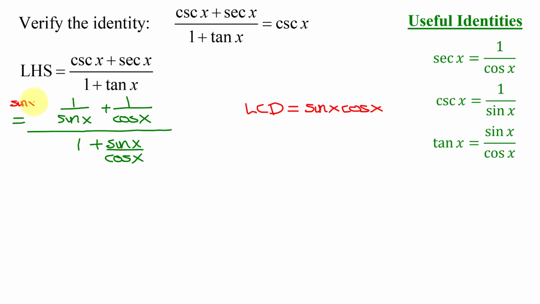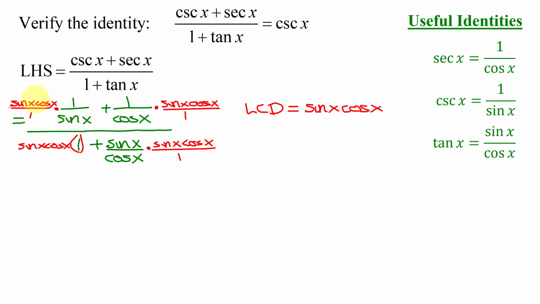And I'm just going to multiply each of my 4 terms by sine x cosine x divided by 1 if my term is a fraction, as the 2 in the numerator are. But the 1 is not a fraction, so I'm just going to multiply it by sine x times cosine x. Last term's a fraction, so I'm going to multiply it by sine x times cosine x divided by 1. Now all I have to do is simplify this mess.